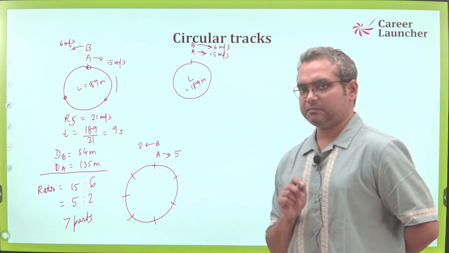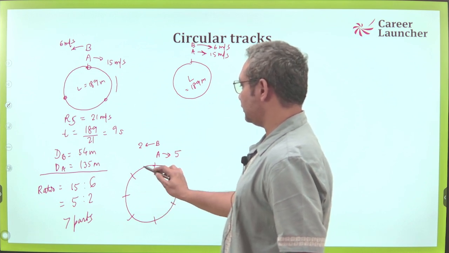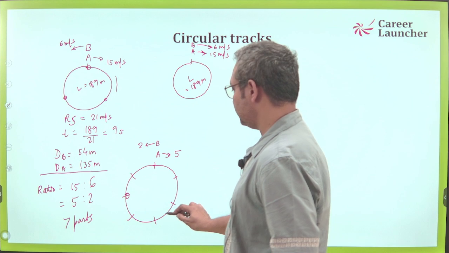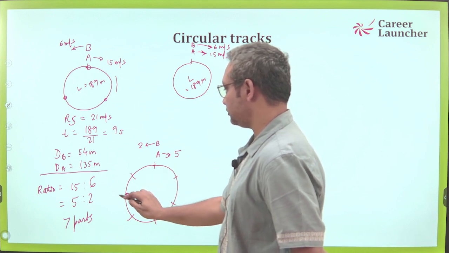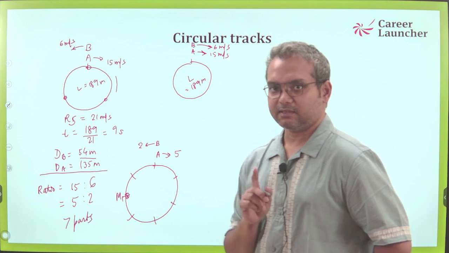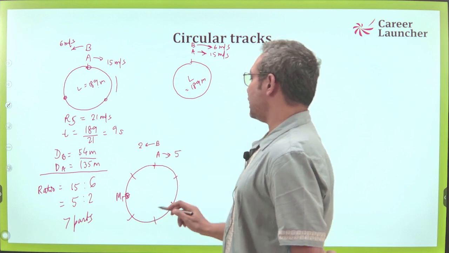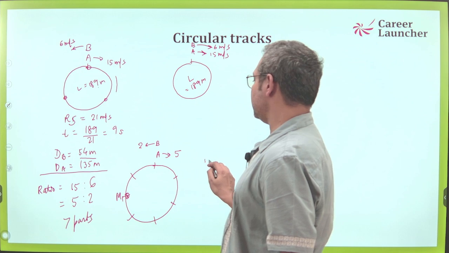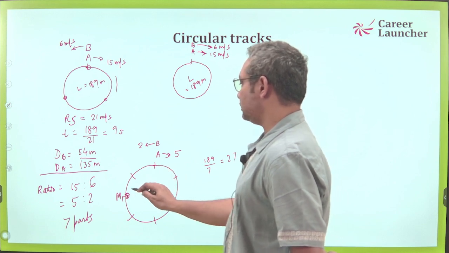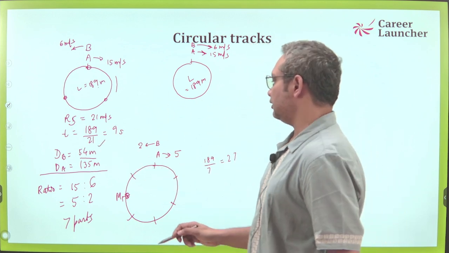Now let's look at the first meeting point. A is going to cover 5 parts, 1, 2, 3, 4, 5. B is going to cover 2 parts. So A covered 5 parts, and B covered 1, 2. This is the first meeting point. Now to check, we had got that the distance B should cover is 54. Is that correct or not? If the track is divided into 7 parts, each part would be 189 divided by 7, which is 27. This is 2 parts, so this would be 54 meters. So that is matching.